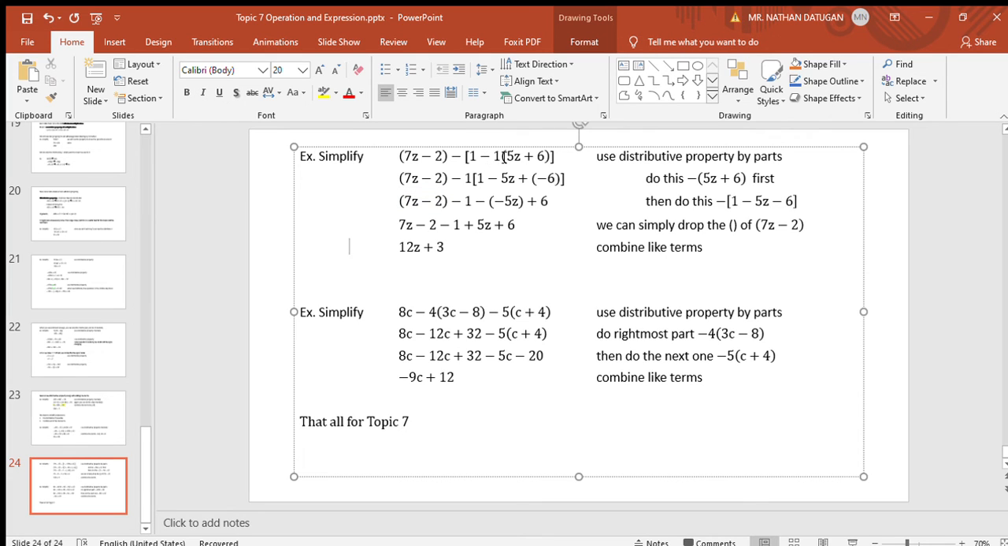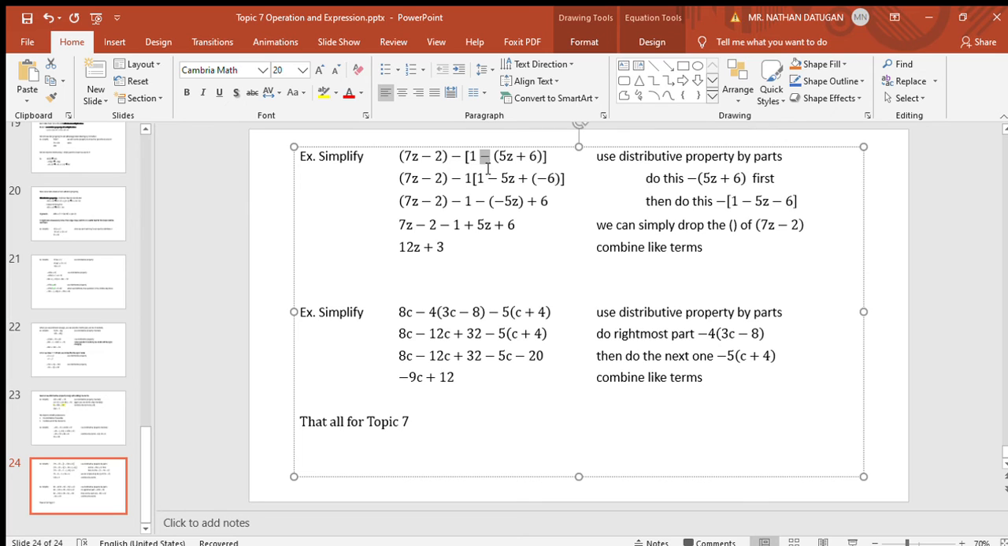Why are we not able to drop the parentheses in this one? Why in this one we're able to drop, but this one we're not able to drop? Do any of you know? Yes. If you answer that, this part is because of this minus.